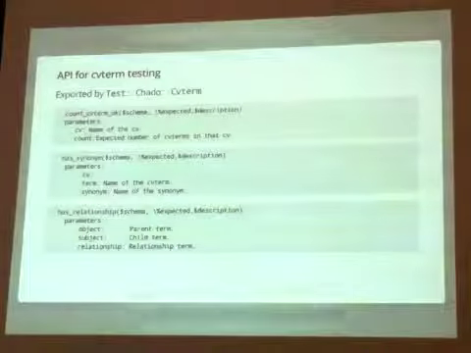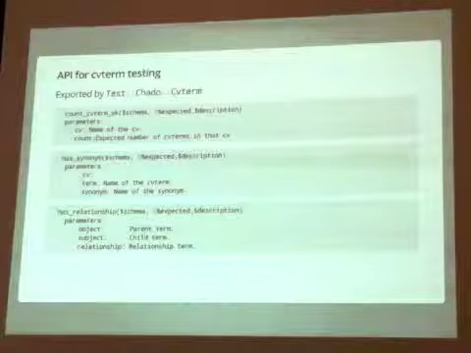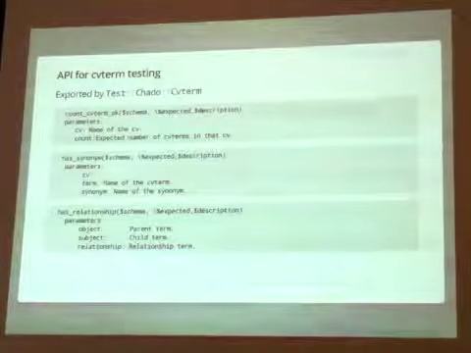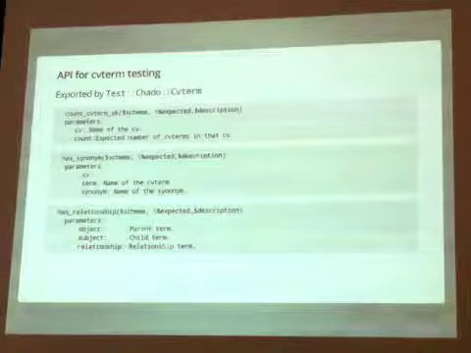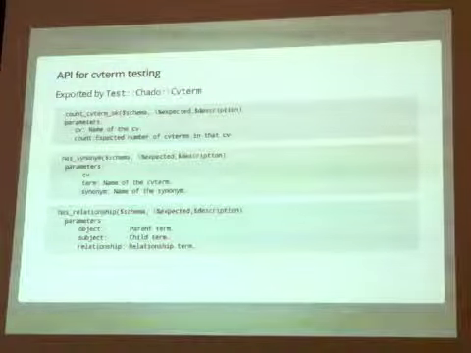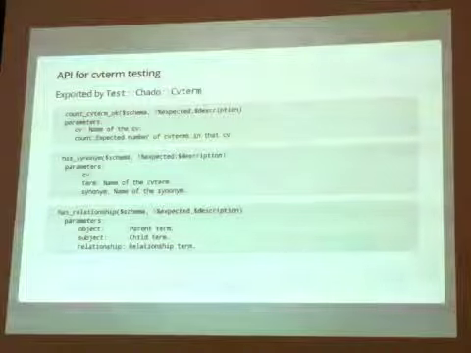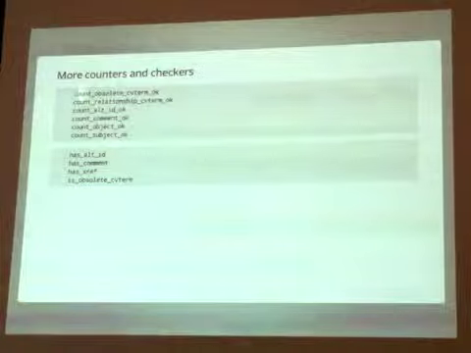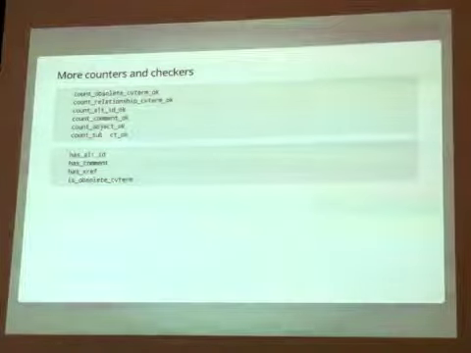Now it also comes with a bunch of extra APIs, especially for testing with CV term. So this one counts CV terms, this one checks for synonyms, this one checks a relationship between parent and child. So these are all the things I faced, so I actually turned them into a testing API. You can do a bunch of counts and also a bunch of extra checkers.